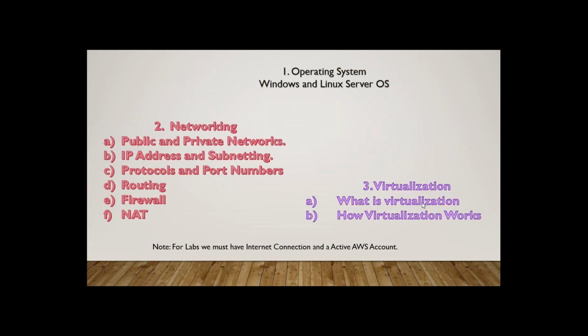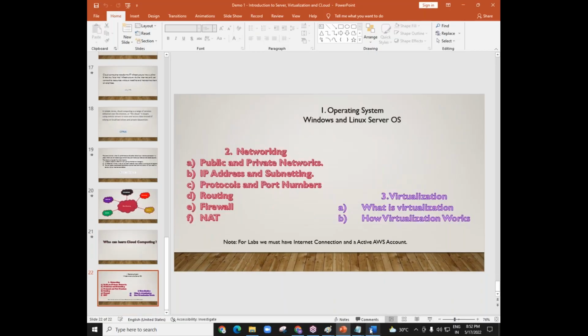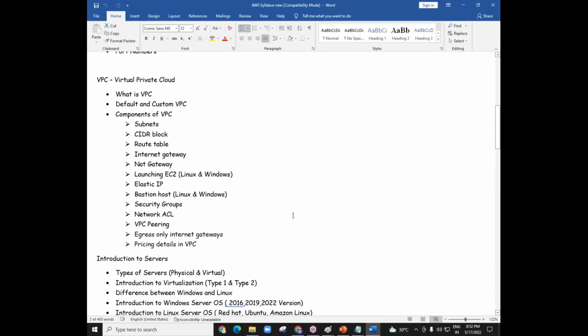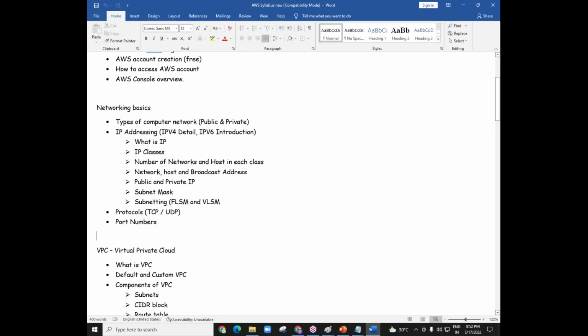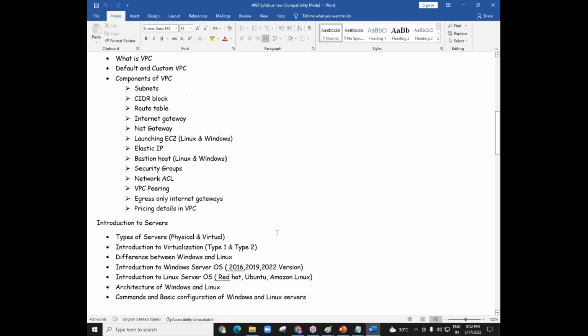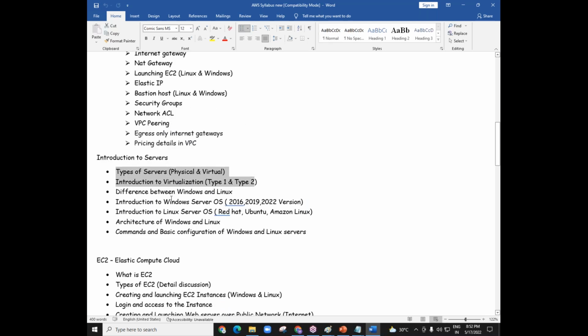What you need, these are the things you need. Whatever things you need for networking, whatever things you need from the OS, and whatever things you need from virtualization, I have added everything in our syllabus. See here, in networking, these are the things you need. So I have added everything. These are the things we need to cover for sure. And on the server side, we should know what is a Windows Server OS. We should know what is a Linux Server OS. We should know how to configure some commands in Windows or Linux. So I've added each and everything. You should know something about virtualization, so I'll share much information about virtualization. That much is more than enough.